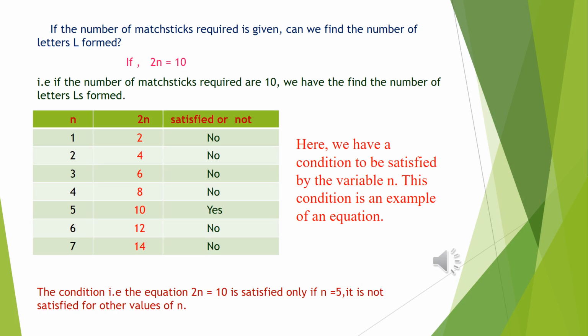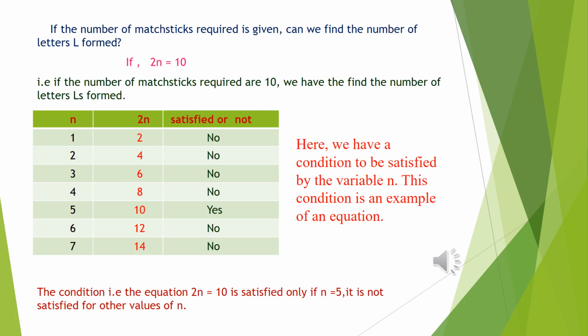So let us see the following table. Here the values of n are given. Then, given the values of n, we have to find the values of 2n and say whether the condition, that is 2n equals 10, is satisfied or not. Here 2n equals 10 is a condition on the variable n. That is, we have to take the value of n such that n into 2 will give us the value 10. So we will see for which value of n we get 10.